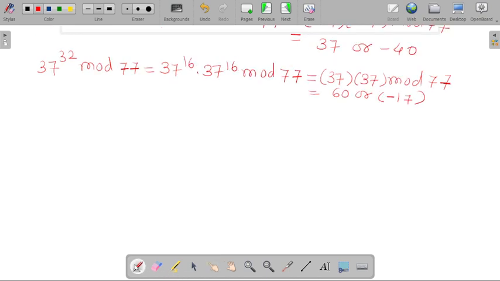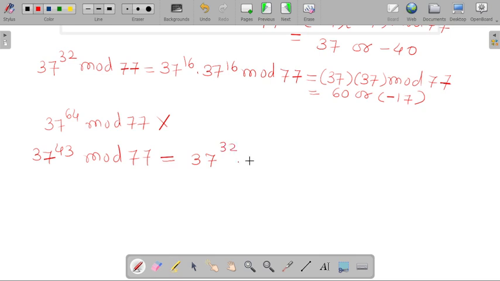Now here we cannot go with the step 37 raised to 64 mod 77, because in the given example we have to calculate it for 37 raised to 43 mod 77. So 37 raised to 43 is nothing but we can write it as 37 raised to 32 into 37 raised to 8 into 37 raised to 2 into 37 raised to 1 mod 77.